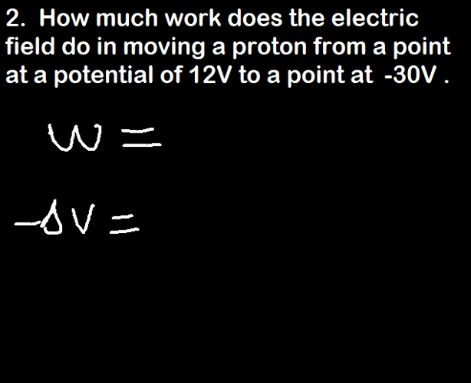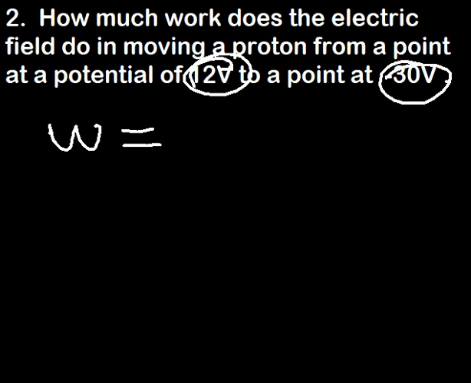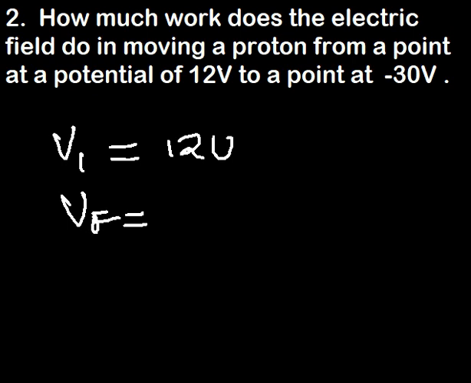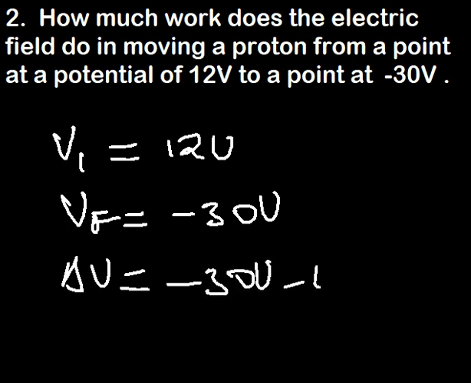So in that case we'll have a negative work done, because of the fact that it is moving from the region of high potential to the region of low potential. Anyway, we have been given the initial potential, that is 12 volts, and the final potential, that is negative 30 volts. So what is the change in electric potential? We'll have negative 30 volts minus 12 volts. That will be negative 42 volts. That is the change in electric potential.